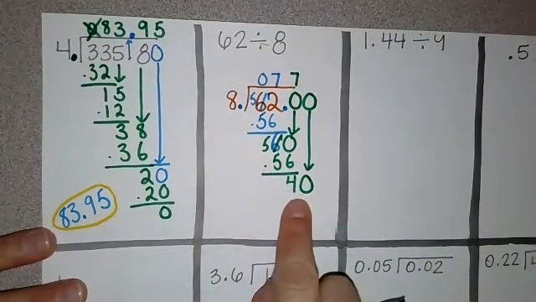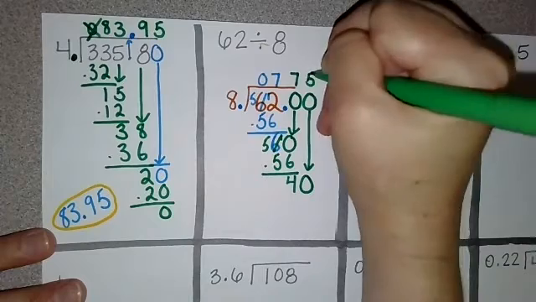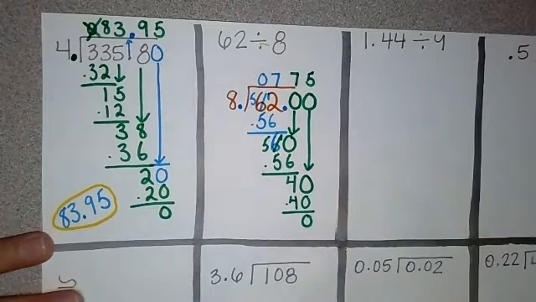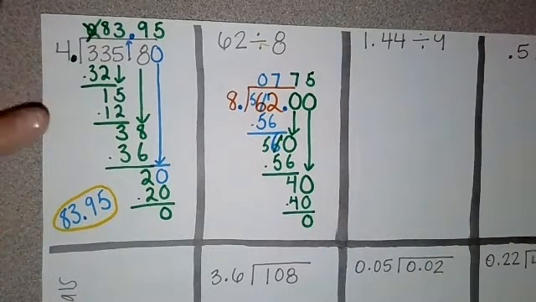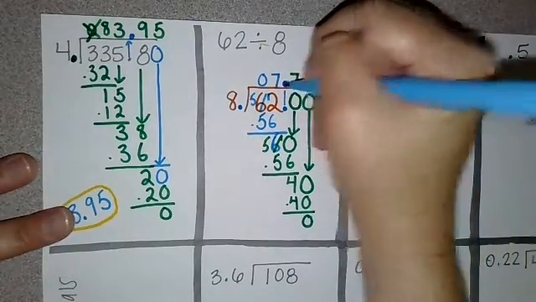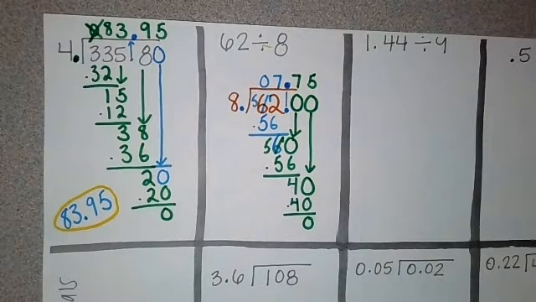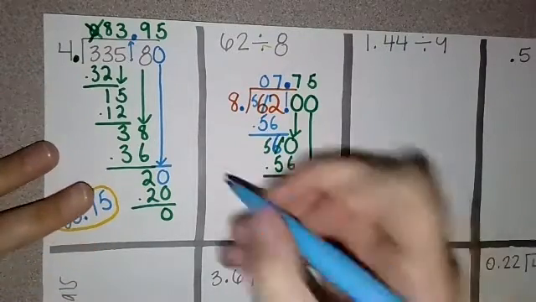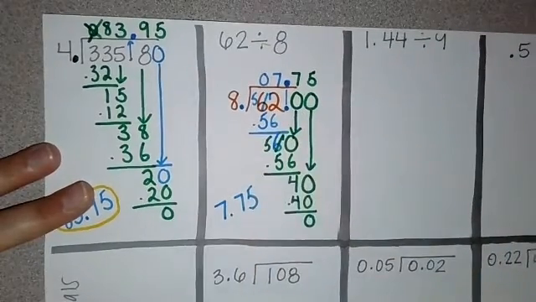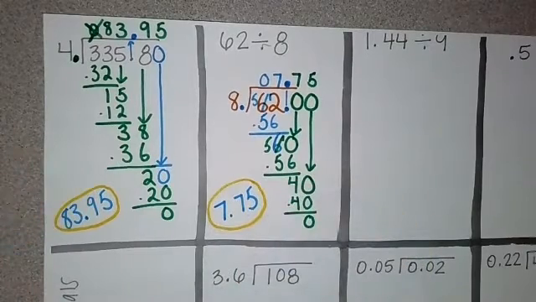Charlotte, how many 8s are in 40? Very good. Put your 5 up top. What's 5 times 8? Very good. And now I don't have a remainder. And the last thing you have to do is take your decimal on an elevator ride. So we said CJ had $62 and he's dividing it between 8 kids. Each kid is going to get $7.75. Does that make sense? Okay, that is how you divide decimals with annexing zeros.